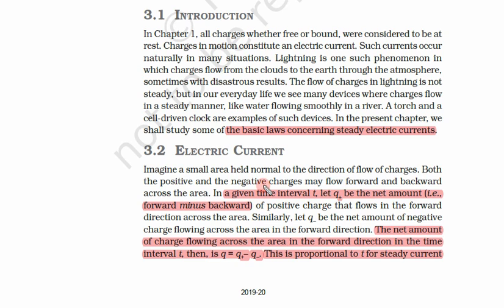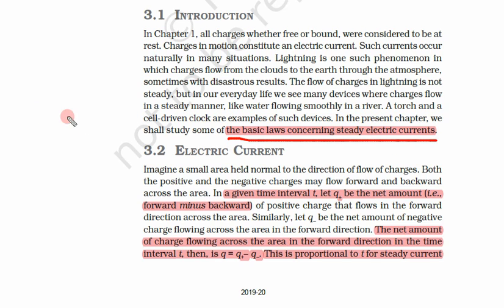So now let us see how the electric current is maintained in a wire or in a conductor. In this chapter, current electricity, we are mainly concerned about the electric currents, and we are concerned about the basic laws for the steady electric currents.